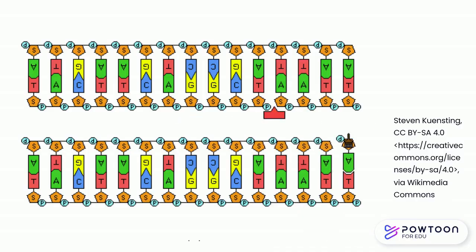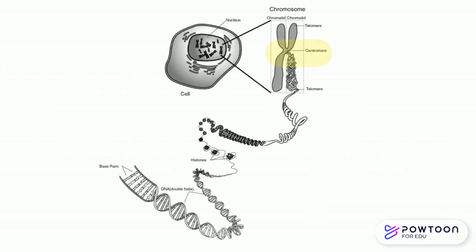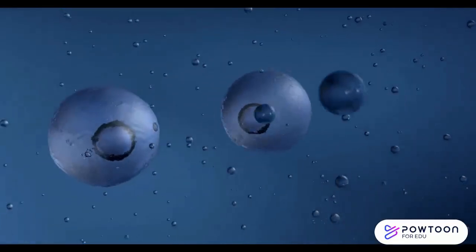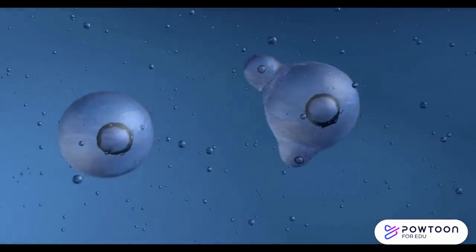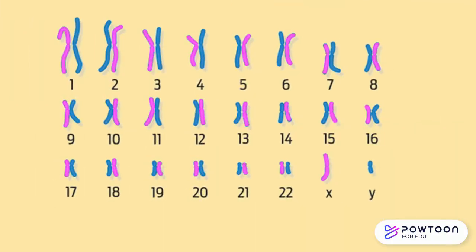The new DNA molecules remain attached together at a region called a centromere and coil around proteins in the nucleus to form chromosomes. The DNA copies will separate into new nuclei in a process called mitosis. Humans have 23 pairs of chromosomes, with 1 set of 23 from our mother and 1 set of 23 from our father.